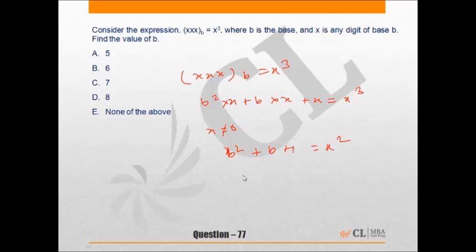we get x greater or equal to b, but this is not possible as in any base the digit cannot assume value greater or equal to b. In fact, it has to be less than b, so it is not possible. Therefore, given number does not exist. Hence, E is the correct answer.